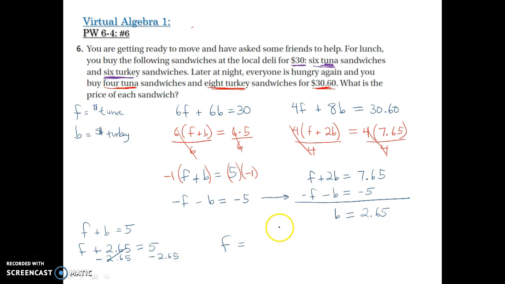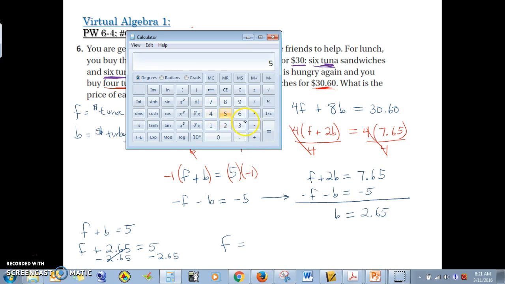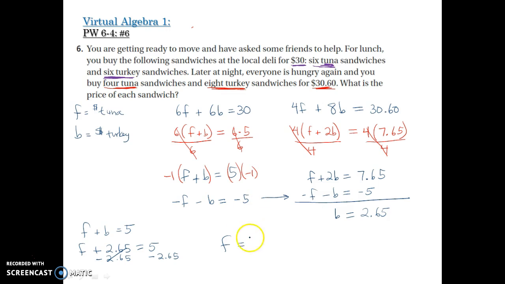And that, my good friends, 5 minus 2.65 is $2.35. So the price of a tuna sandwich, that was the fishy, is $2.35, and the price of a turkey sandwich, that's the bird, is $2.65.